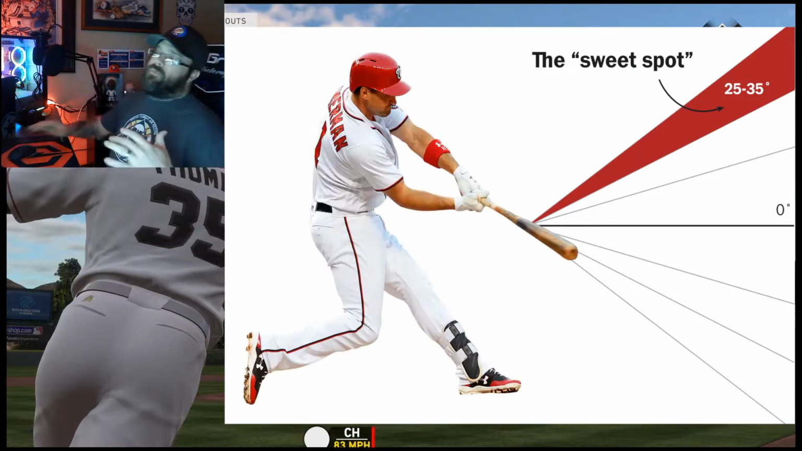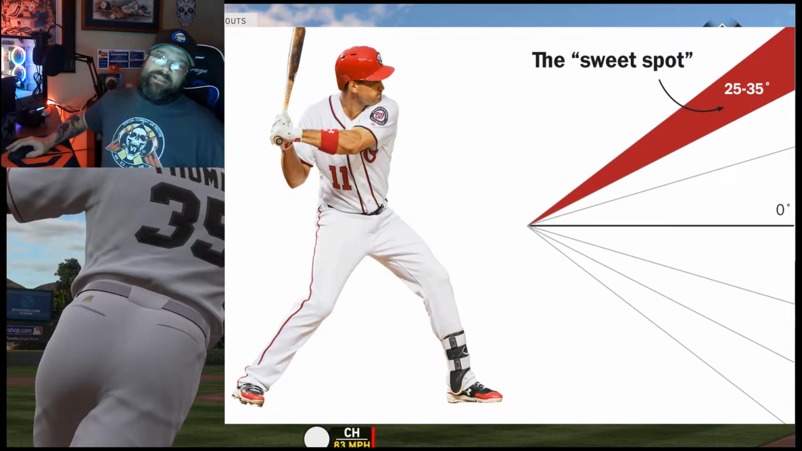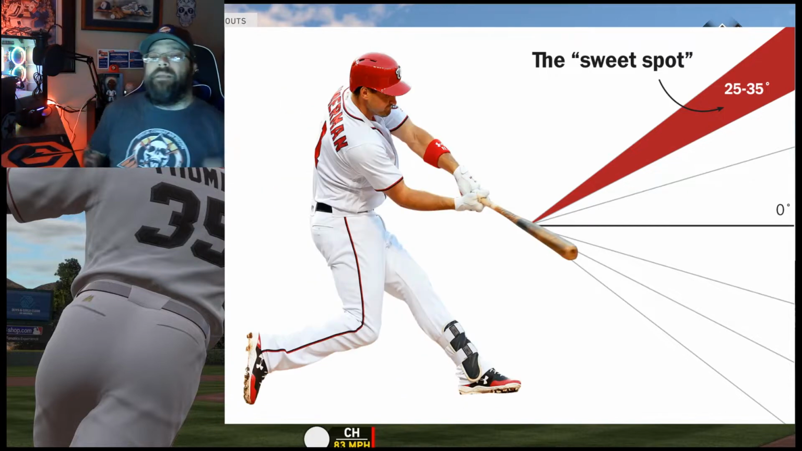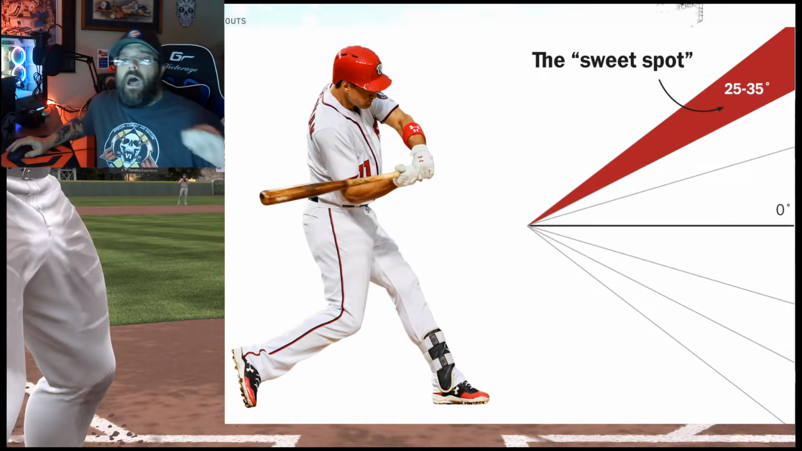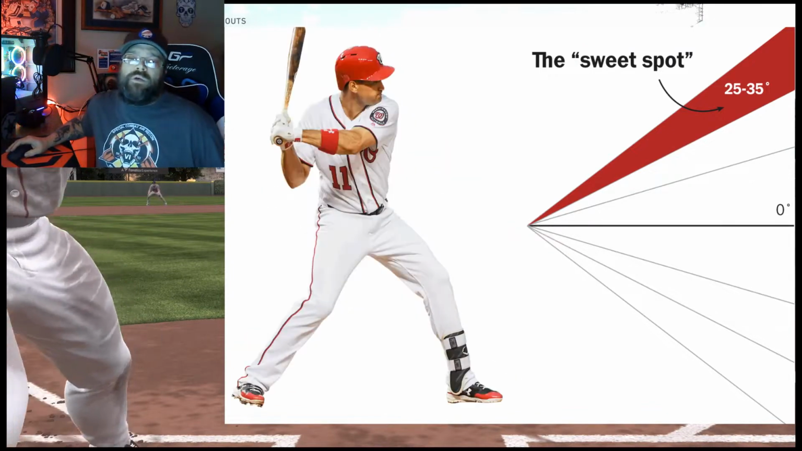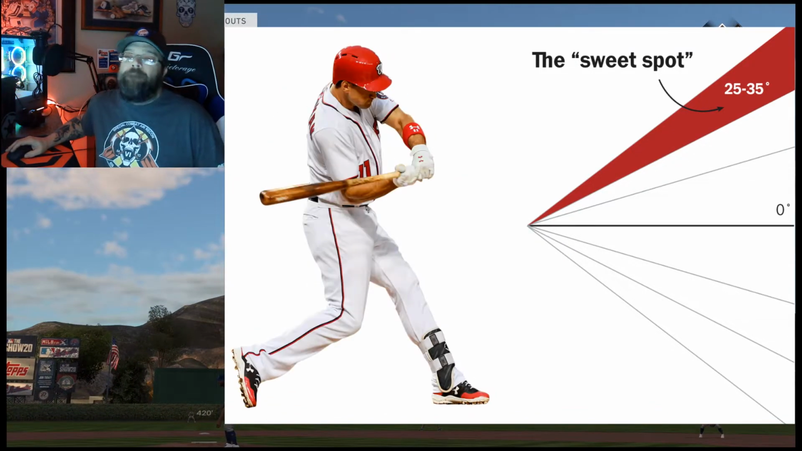And here's what it looks like when you see the typical sweet spot based on a Major League study that was done. I believe it's 2016. We'll see in just a second. But the optimal launch angle for that was a 25 to 35 degree angle.